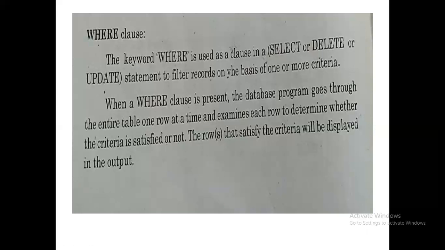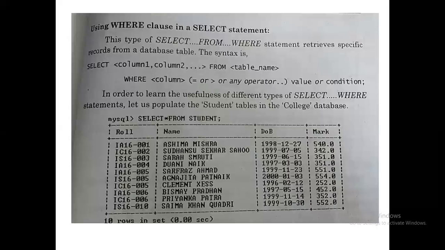Next one is where clause. The keyword where is used as a clause in select or delete or update statement to filter records on the basis of one or more criteria. When a where clause is present, the database program goes through the entire table one row at a time and examines each row to determine whether the criteria is satisfied or not. The rows that satisfy the criteria will be displayed in the output.